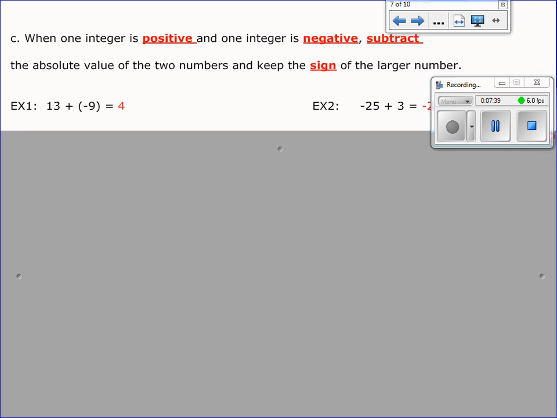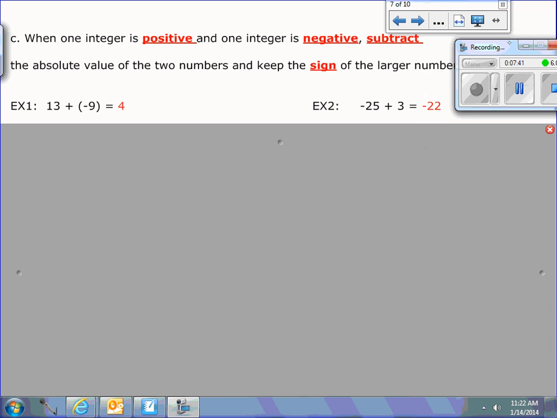An example, a couple examples of those. First example is 13 plus negative 9. We're adding integers. We notice that the signs are different. So you subtract those 2 integers using their absolute value. So we would say 13 minus 9 is 4. And to determine what sign, if it's going to be a negative or a positive, you take the larger absolute value sign. In this case, it was a 13, so your answer is a positive 4.